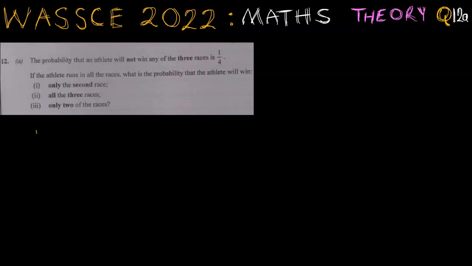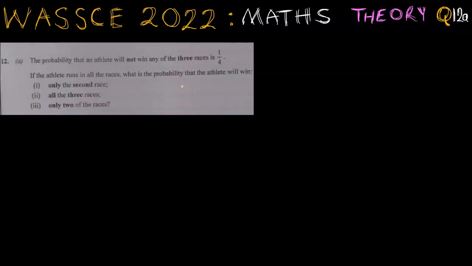Let's solve theory question 12A in WAEC of 2022. It says the probability that an athlete will not win any of the three races is 1 over 4. If the athlete runs in all the races, what is the probability that the athlete will win 1, only the second race, 2, all the three races, 3, only 2 of the races?